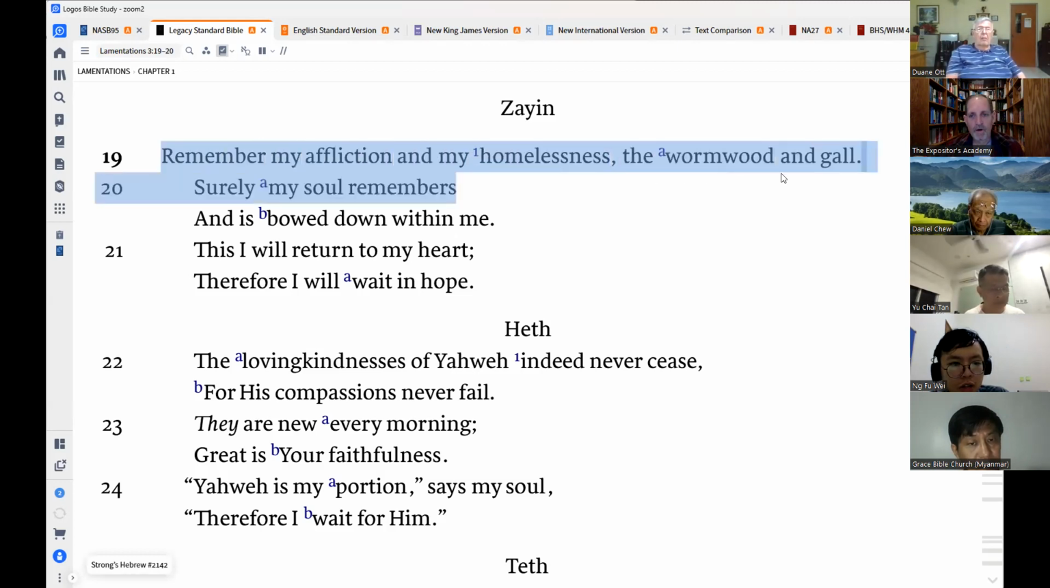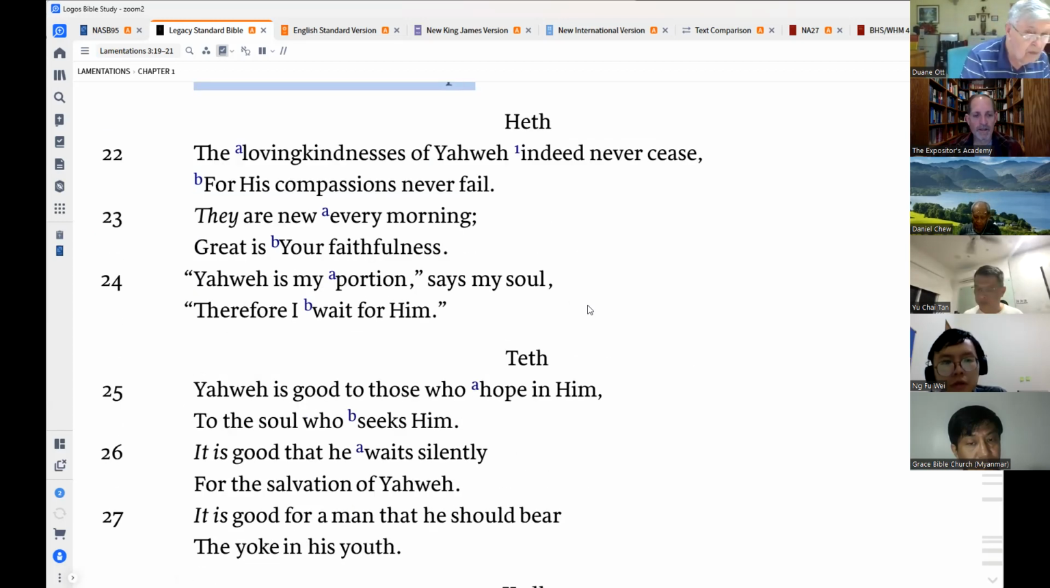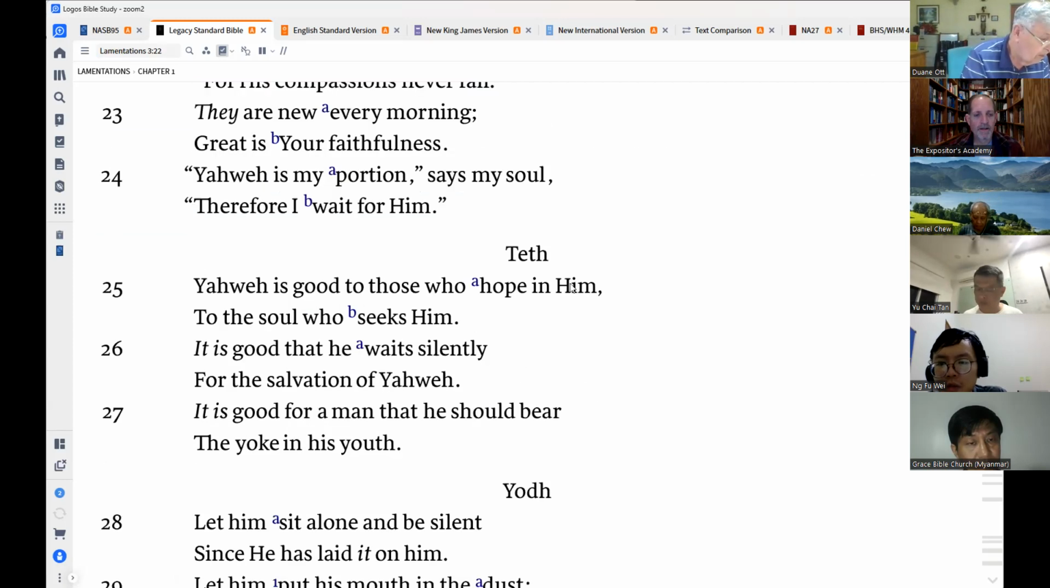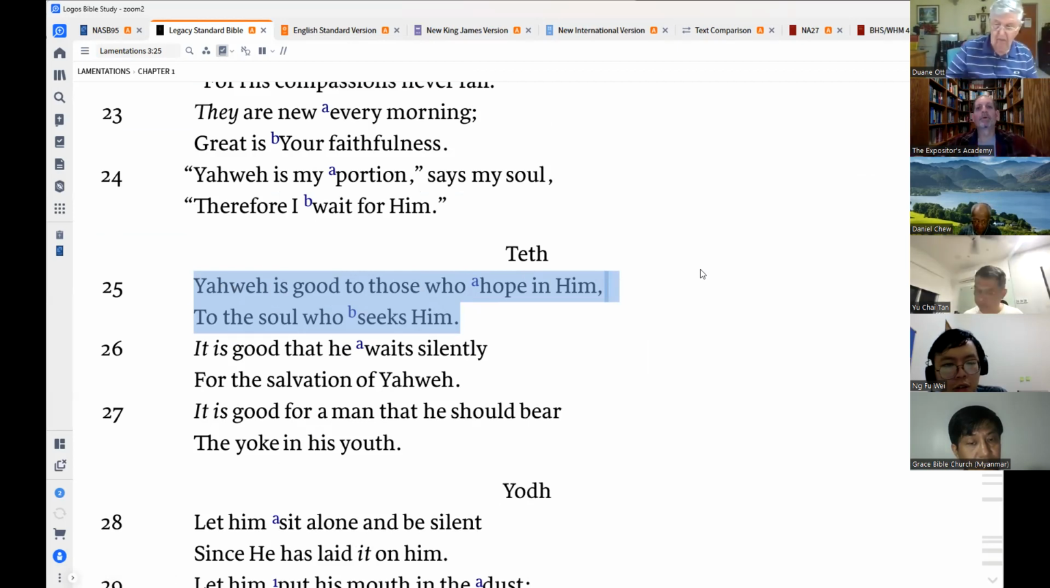"Remember my affliction and my homelessness. Surely my soul remembers and is bowed down. Therefore, I will return to my heart and I will wait in hope." Now things are changing. This is where he begins to declare the loving kindness of God, and in verse 25, the goodness of God. "Yahweh is good to those who hope in him, to the soul who seeks him." So here is where Jeremiah shifts in his lament from crying out to God to saying, I'm going to hope and wait and trust in God. And it's chapter 3 where that happens.